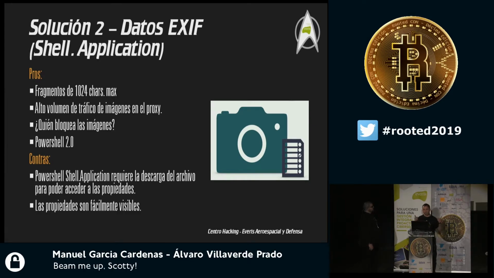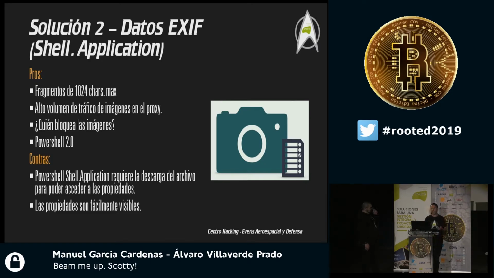Next one. Advantages. If you follow the Windows standard, you can only input 1024 characters maximum. Well, advantages: you can input more characters than that. So this allows you to input more information. There is a high volume of image traffic in the proxy, so it is very, very complicated to do forensics. So the good thing is you can make that with PowerShell 2.0. So you only need like 4 lines of code.